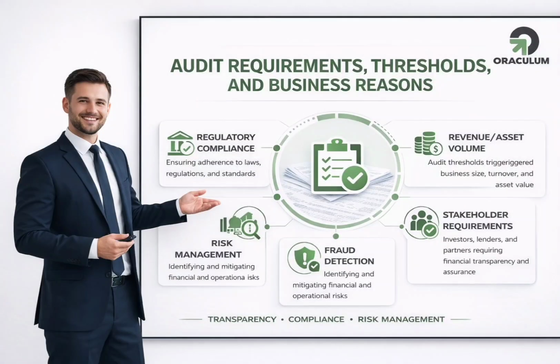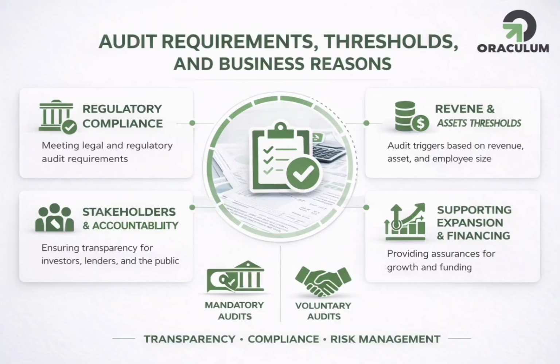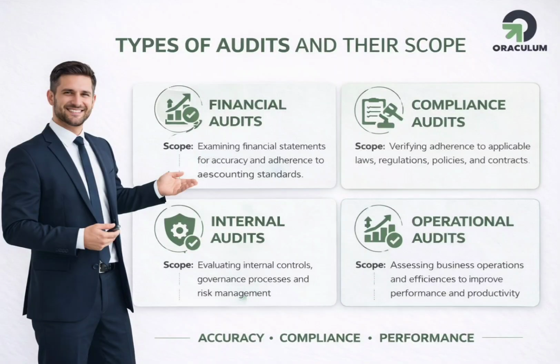Audit requirements, thresholds, and business reasons. Audit requirements are determined by thresholds such as revenue, total assets, number of employees, or public accountability. Public companies and regulated entities usually require mandatory audits regardless of size. Smaller businesses may be exempt but can choose voluntary audits to strengthen credibility, improve financial discipline, enhance governance, and support financing or expansion decisions. Types of audits and their scope.